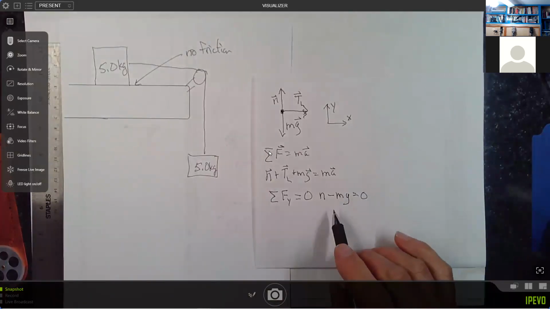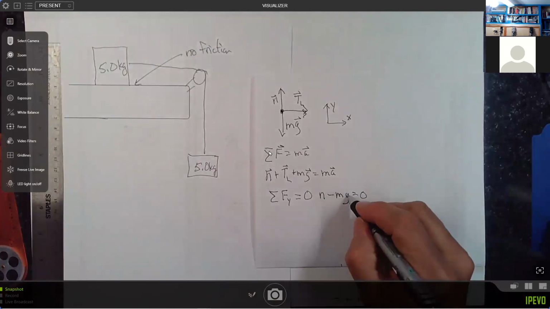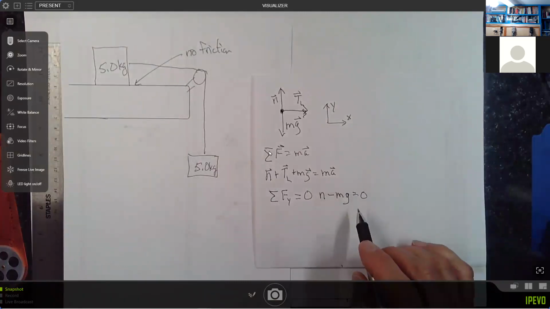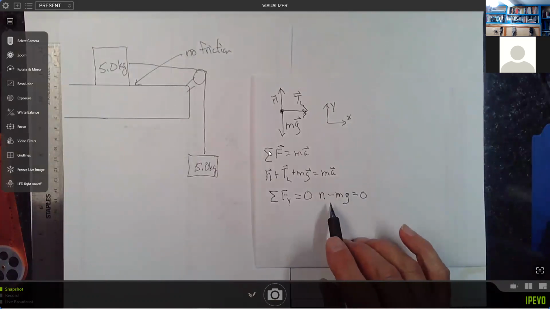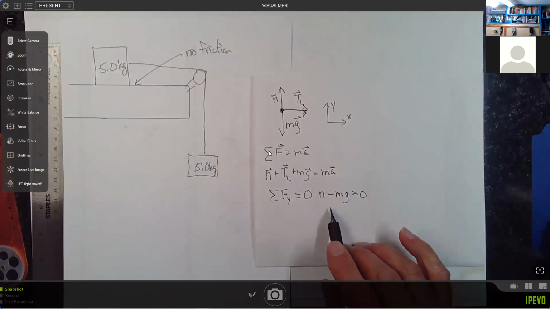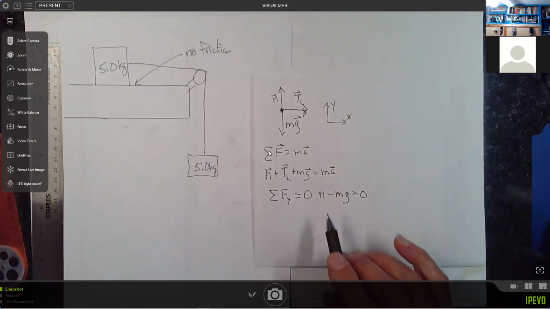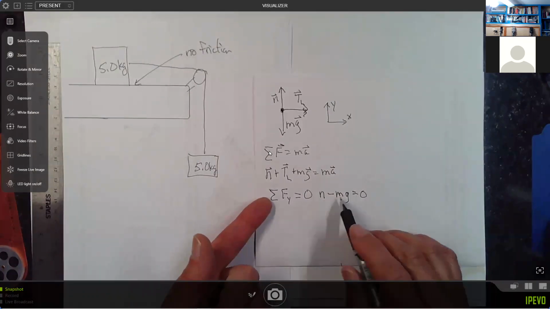Now, for this problem, that's not going to help me at all. I don't need this bit of information, but for future problems I'll do that, and it'll tell me what the normal force happens to be, because when we introduce friction, we're going to need that. But I'll stop here with the y forces.